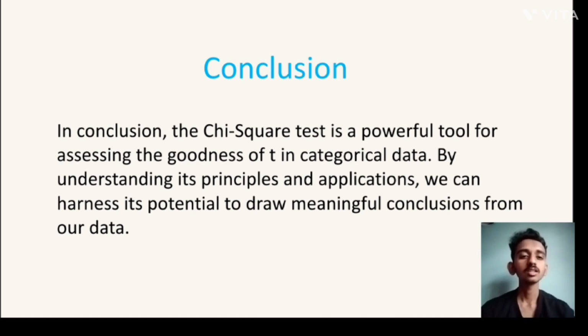Conclusion. In conclusion, chi-square test is a powerful tool for assessing the goodness of fit in categorical data. By understanding its principles and applications, we can harness its potential to draw meaningful conclusions from our data.